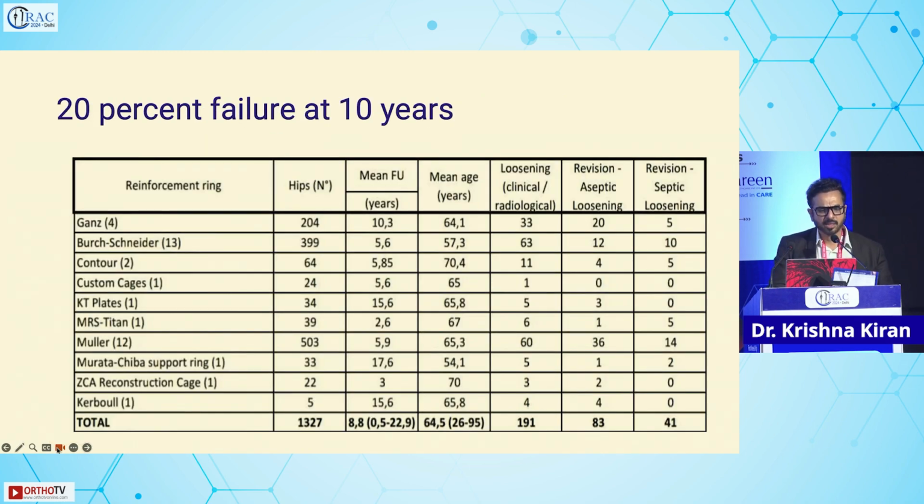To summarize, whether it's the anti-protrusion device or the reinforcement ring, there is a high failure rate at 10 years, about 20%, and these must be reserved for specific situations. And if you are using them, you must use it as a semi-biological construct in conjunction with augments in order to optimize the long-term survivorship.